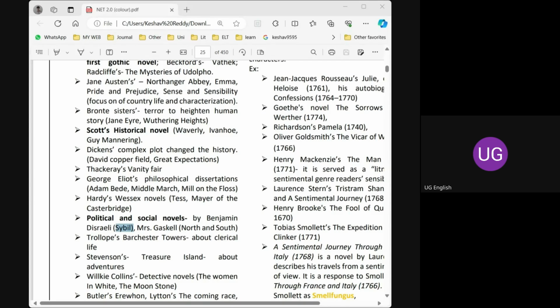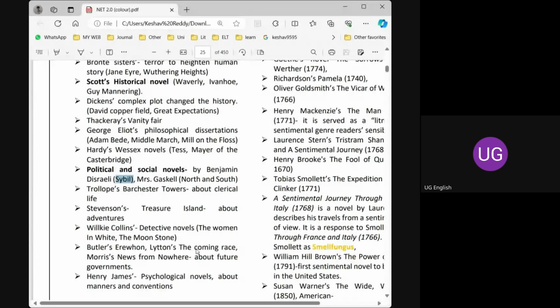Very important. And Gaskell's North and South and Barchester novels. These are very important novels. Trollope, Anthony Trollope. These are also very important novels. I'm just going through the important novels of English literature, and then we will move into the types of genres very quickly. And just out of curiosity, I'm just giving you some of the important questions from this.